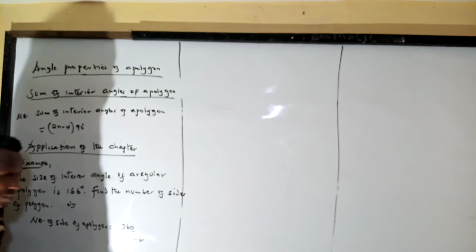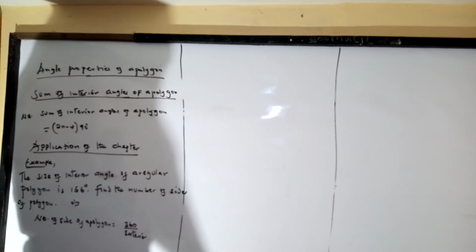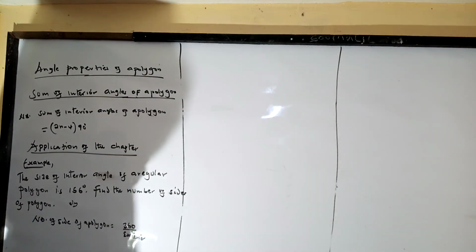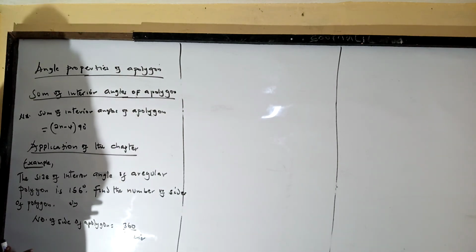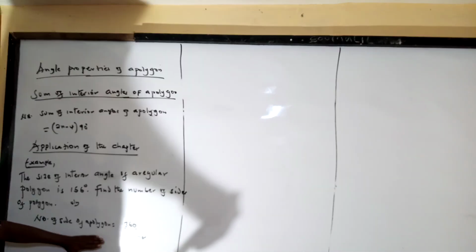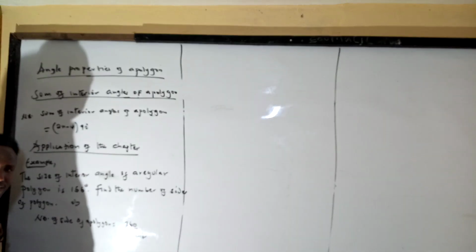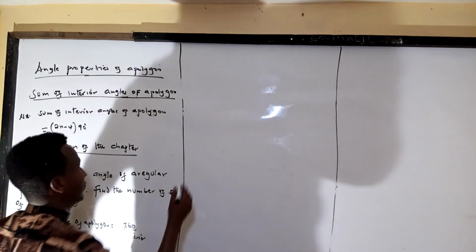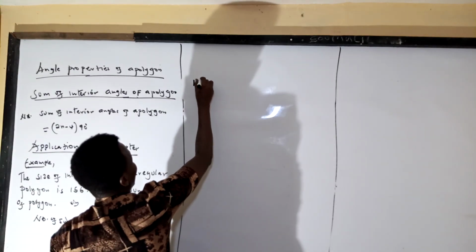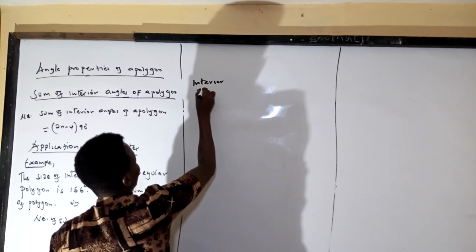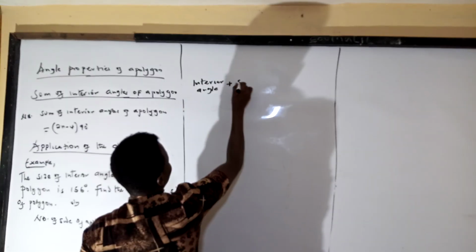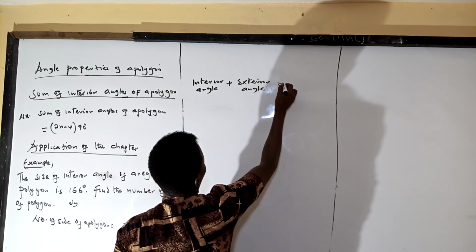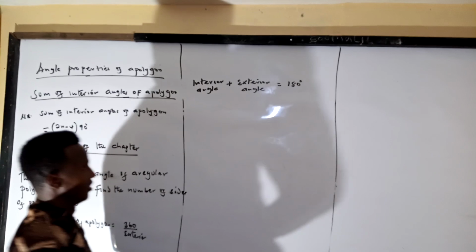Go back to the question and read. You are told the size of the interior angle of a regular polygon is 156 degrees. Find the number of sides of the polygon. We know that the number of sides of any polygon is gotten by 360 divided by the exterior angle. But here we have the interior angle. Bear in mind that interior angle plus exterior angle is equal to 180 degrees.